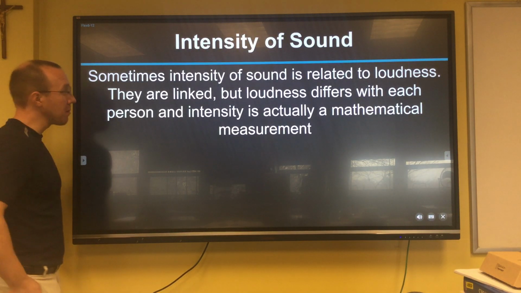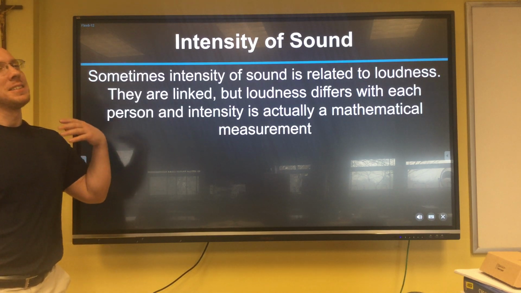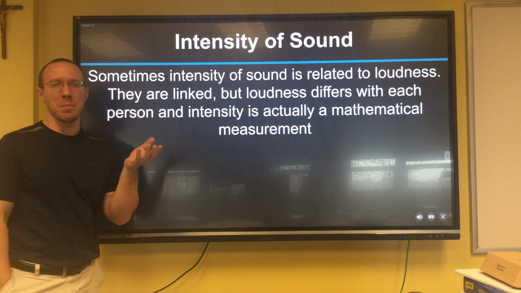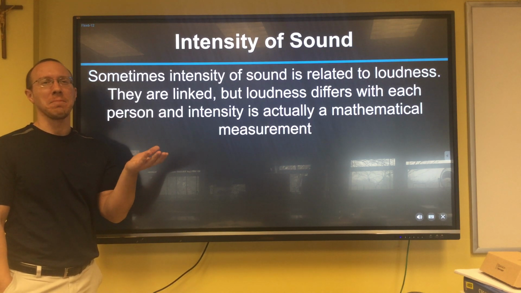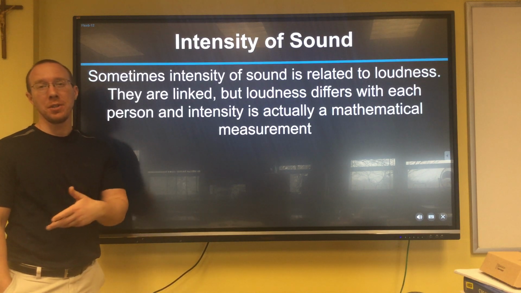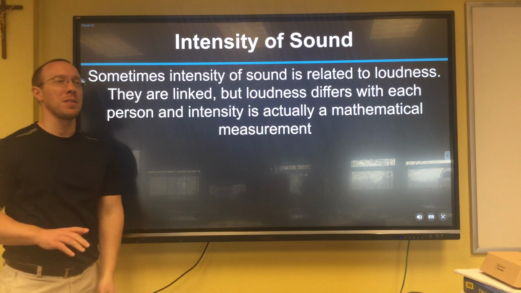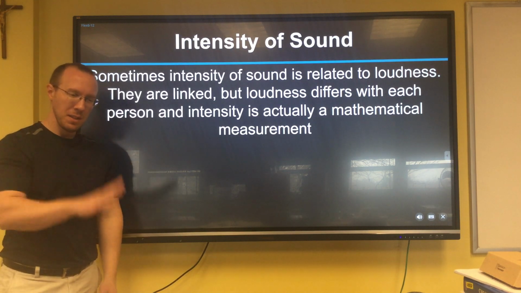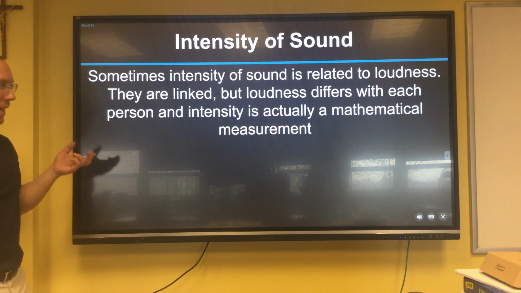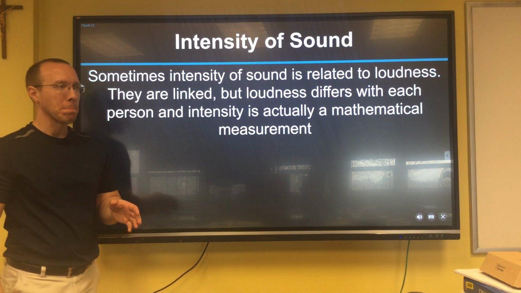Intensity. A lot of times when people are like, oh, it's loud, like this is intense, it's loud. To a certain extent, loudness is kind of a perception that we have, you know? I think something's hot and you don't, okay? Same thing with loudness. And loudness really is in reference to the amplitude, okay? Intensity, on the other hand, is a mathematical measurement, okay?